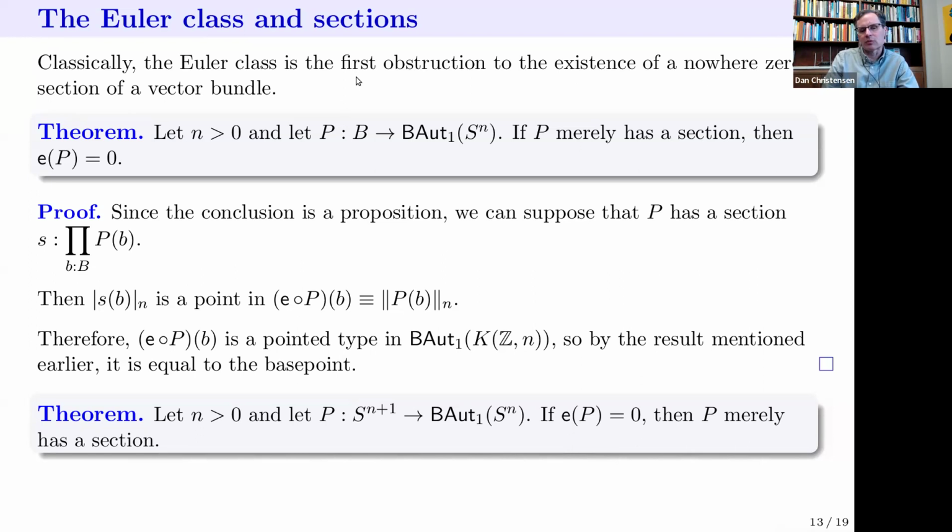And the first place an obstruction arises in the classical theory is when you reach the n plus 1 skeleton of a CW structure or some other cellular structure on your base. So it's when you get to the n plus 1 spheres that build up your base that the Euler class will tell you whether you can extend that far. So in the case where your base is an n plus 1 sphere, it's a perfect invariant of whether you have a section or not.